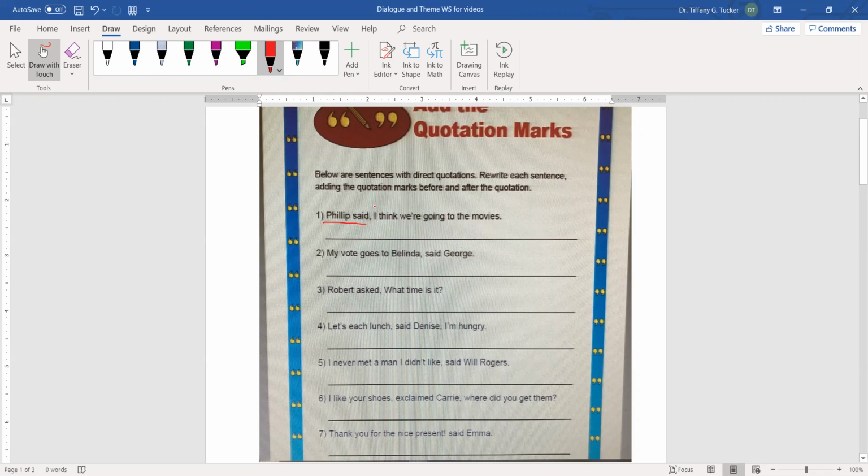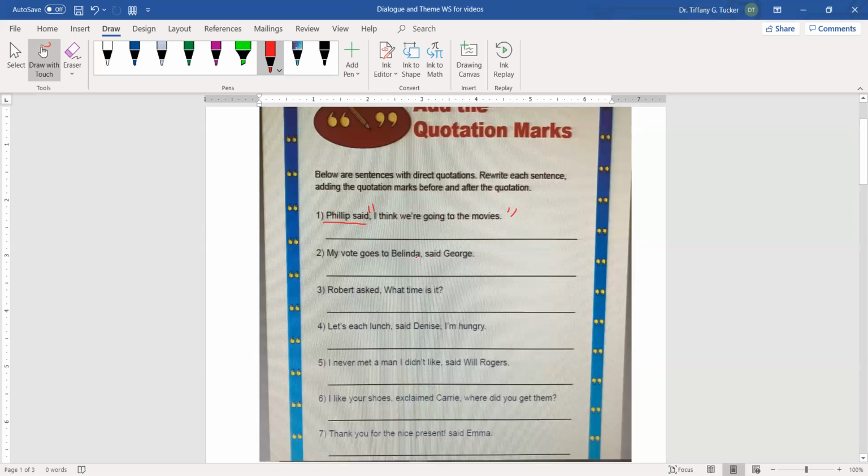So we always put quotation marks in front of the dialogue, and then we put them behind the punctuation mark at the end of the dialogue. And if you notice here, this sentence already has a comma, and we're always going to put a comma to separate what we call the speech tag from the dialogue.